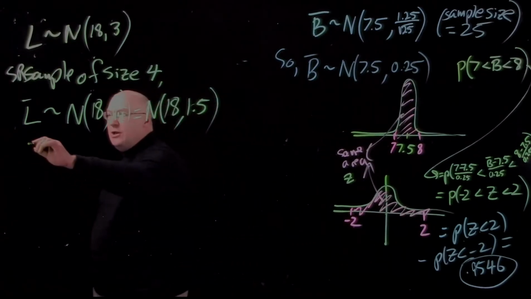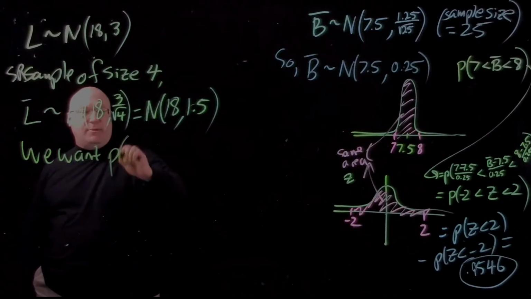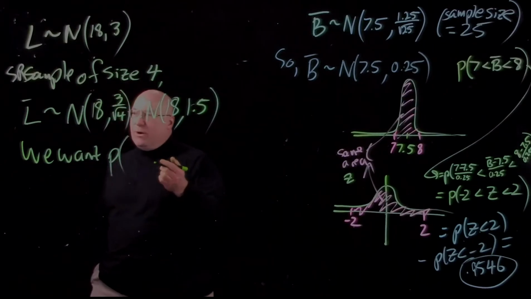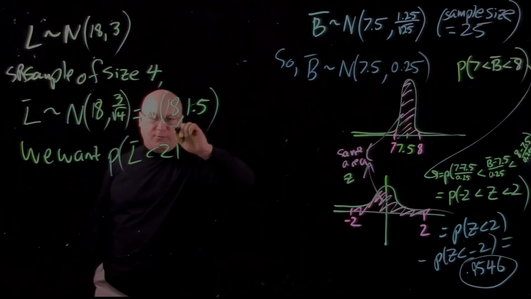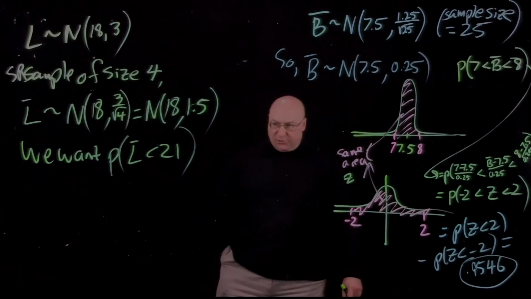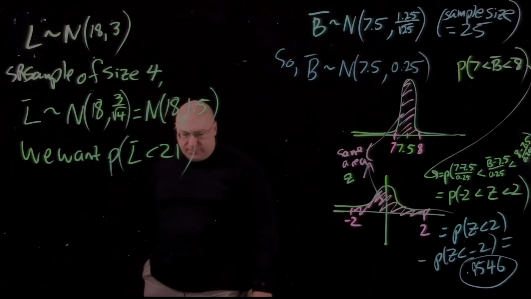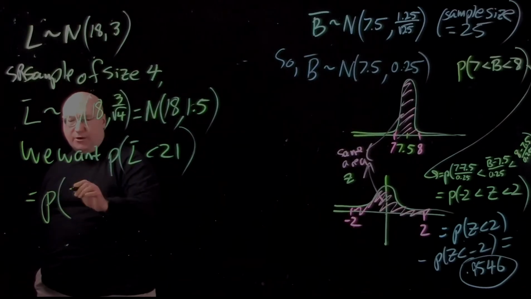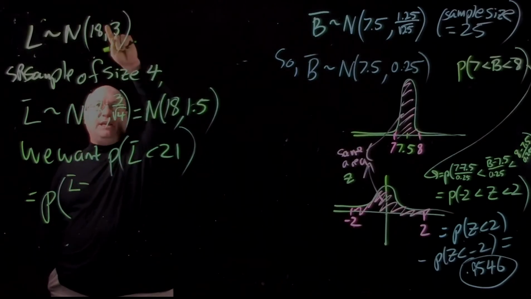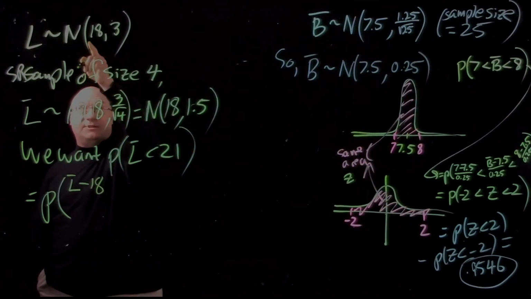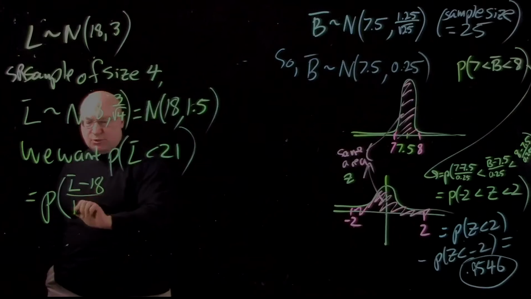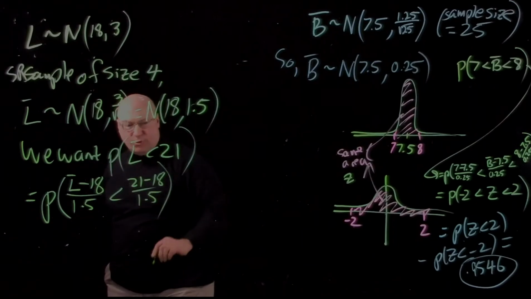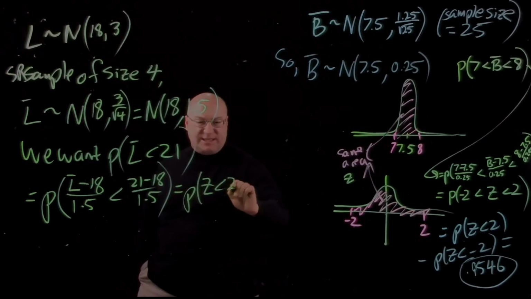So what we want is the probability, and I hope at some point you've stopped me and gone on and figured this out, that L bar is less than 21, right? The mean is less than 1 3/4 years, which is 21 months. You should be able to work that through, but let me do it one more time. It's L bar minus its mean, 18, divided by its standard deviation, 1.5, less than 21 minus 18 divided by 1.5, and you work that all out and you get the probability of Z less than 2.